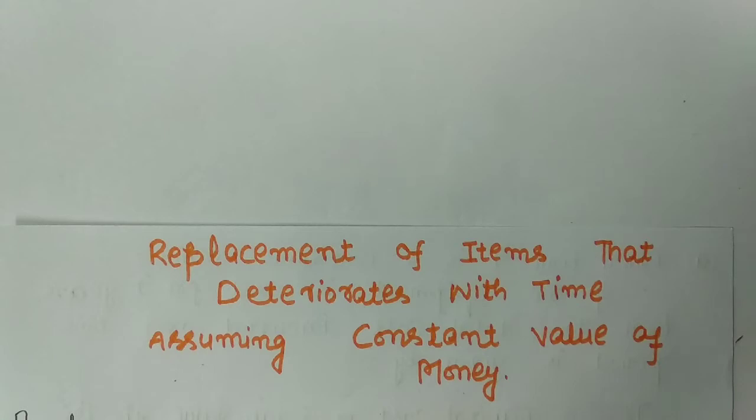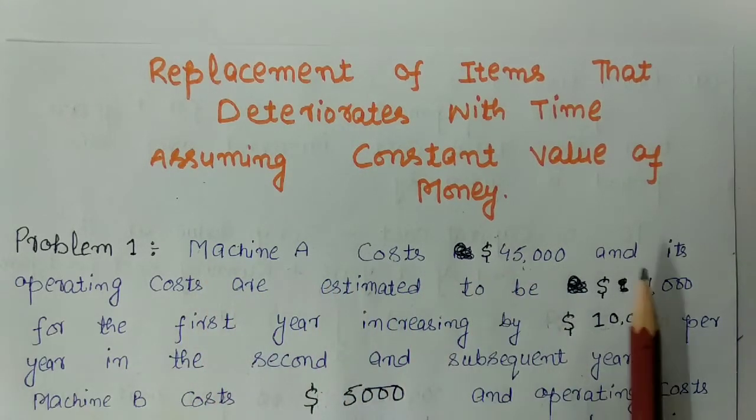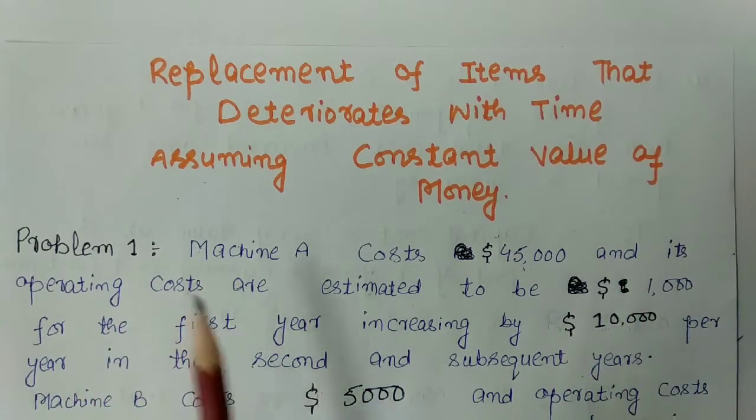Today we are going to discuss some important problems in which we will find out the replacement policy for the items that deteriorate with time, assuming constant value of money. It means that we will find out the replacement policy for items whose running cost increases with time and value of money remains constant. So here the first problem is machine A costs $45,000 and its operating costs are estimated to be $1,000.